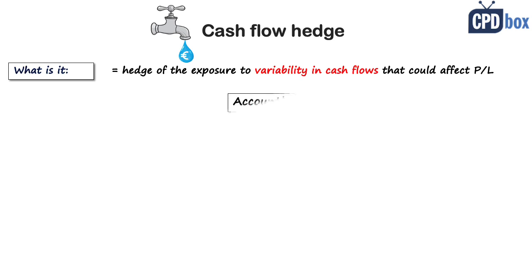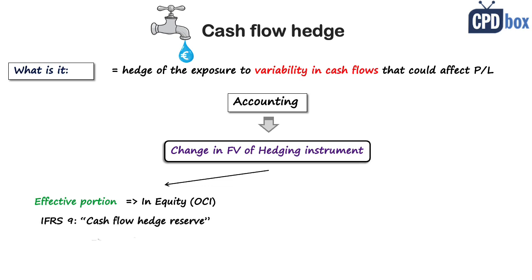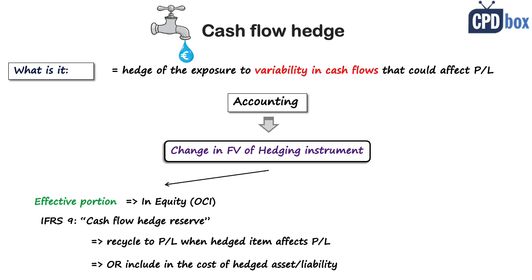How to account for those hedges? Well, we take care only about the hedging instrument here, and any change in its fair value, either gain or loss, splits into 2 parts: the effective portion, and that is recognized in other comprehensive income, and this is called cash flow hedge reserve, and then it is recycled in profit or loss whenever the hedged item affects profit or loss, or it's also included in the cost of the hedged asset or liability. No worries, we will show the exact journal entries here in this video. The ineffective portion is recognized in profit or loss.